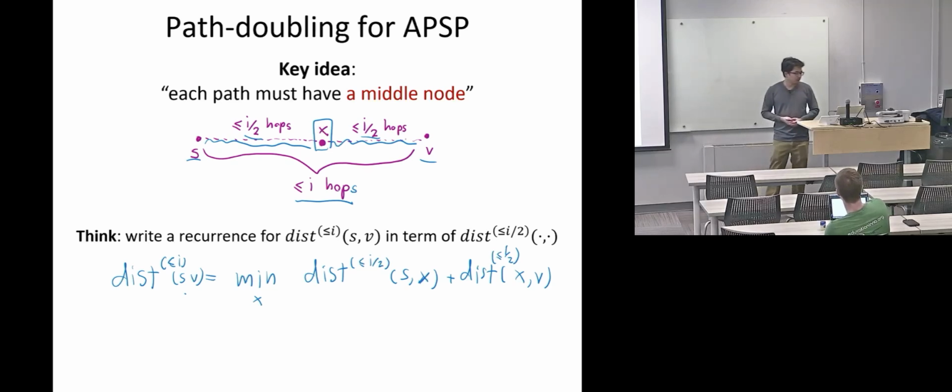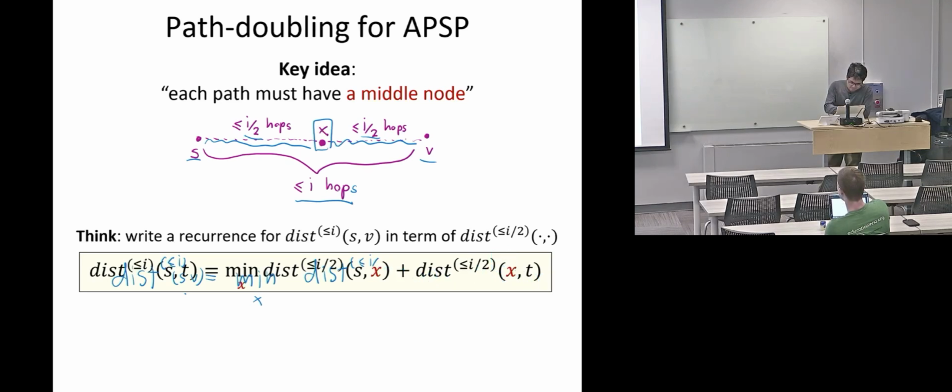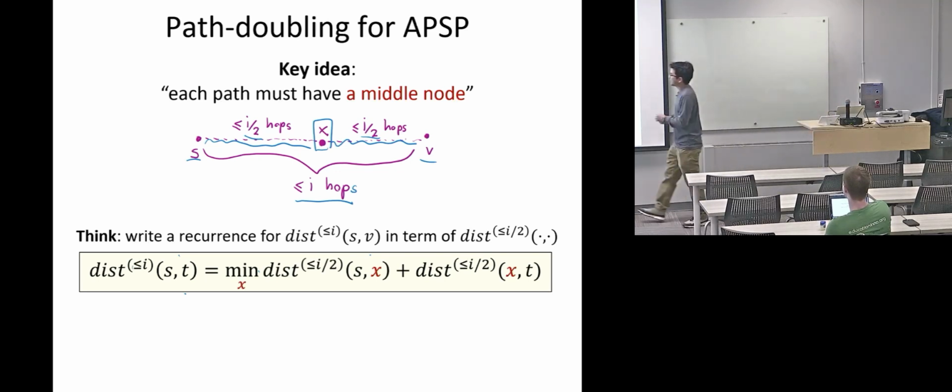We have it. And okay, I write it down for you too. So this looks really nice. To compute at most i hops here, you can compute something starting from i over 2. This is a nice progress.